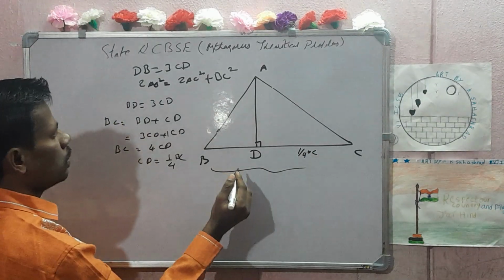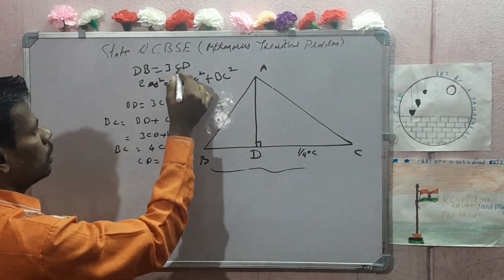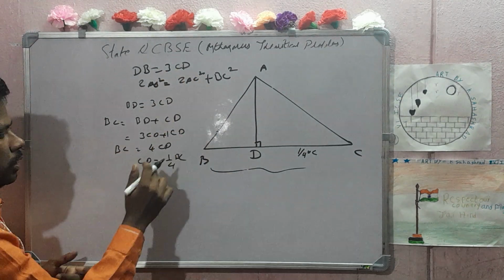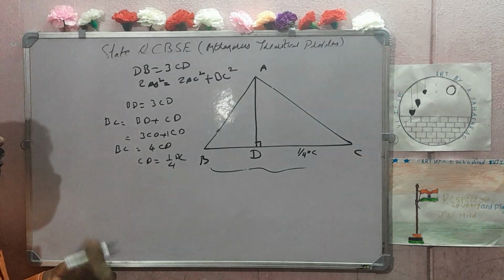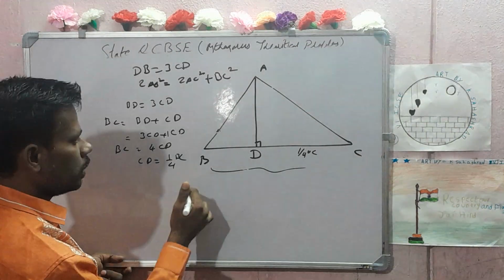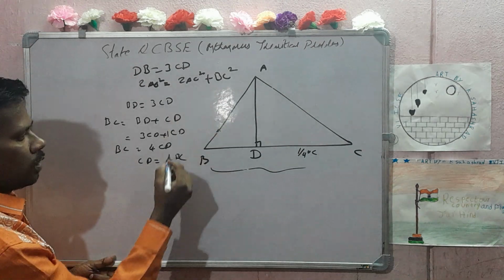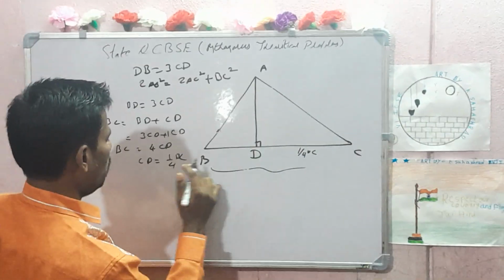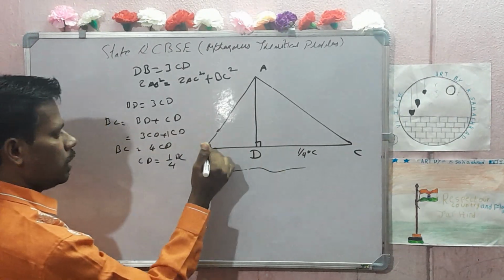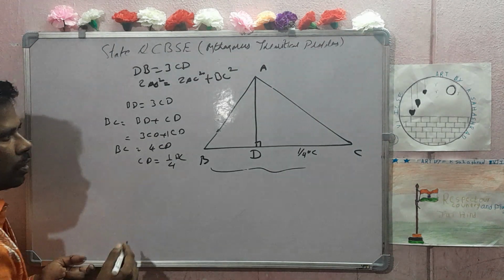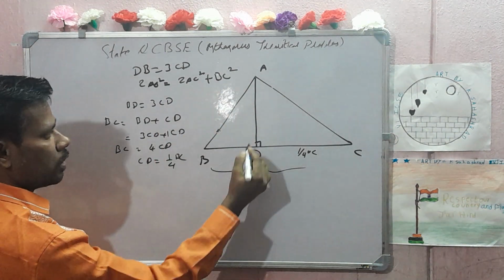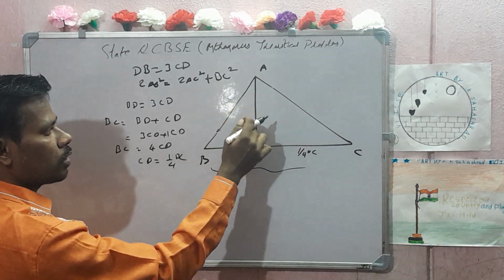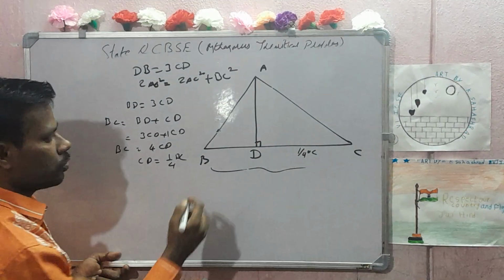This is BD is nothing but like that. So CD is equal to 1/4 of BC. Right? Next. So this we calculated, CD length we calculated, and that's it. Let's go for Pythagoras theorem statement. In a right angle triangle, square on the hypotenuse is equal to sum of squares on the other two sides.